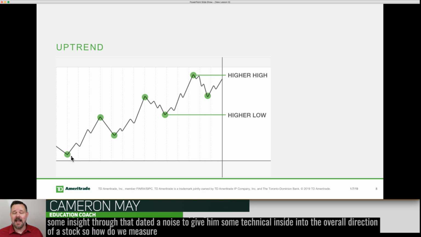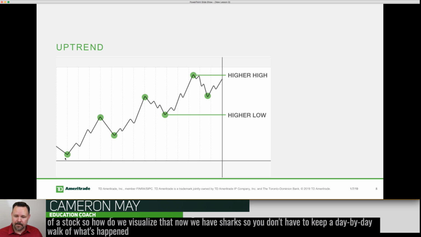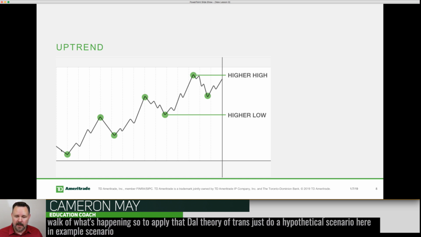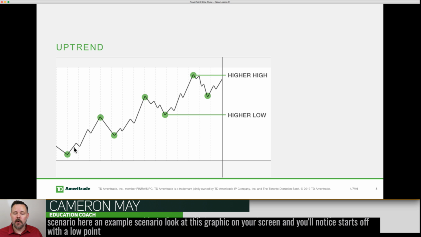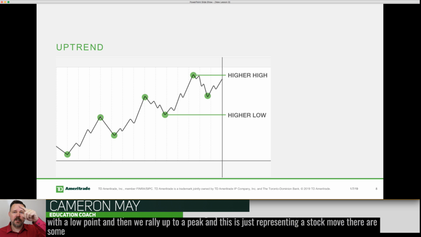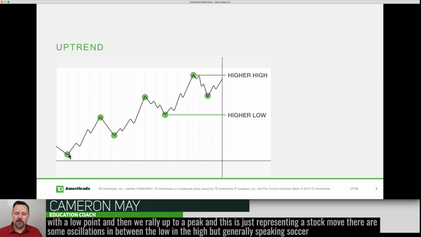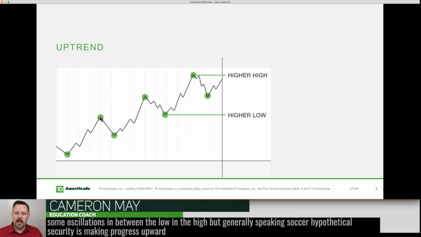So how do we visualize that now? Well, now we have charts, so you don't have to keep a day-by-day log of what's happening. To apply that Dow theory of trends, let's do a hypothetical example scenario. Look at this graphic on your screen, and you'll notice it starts off with a low point, and then we rally up to a peak, and this is just representing a stock move. There are some oscillations in between the low and the high, but generally speaking, this hypothetical security is making progress upward, and then it pulls back down to a low.